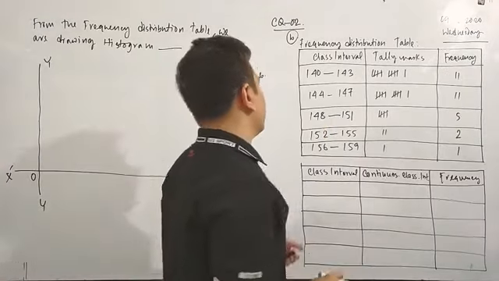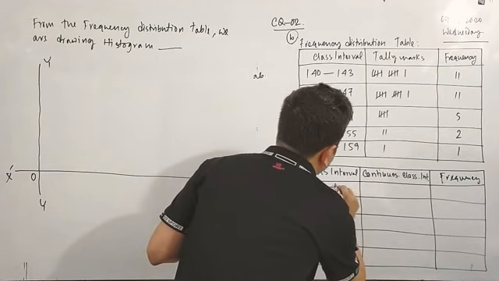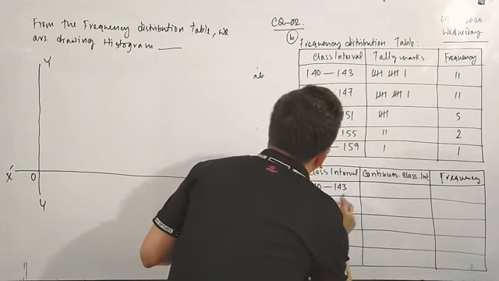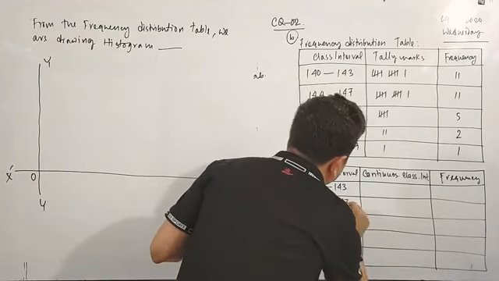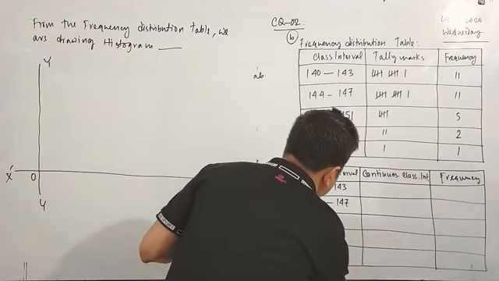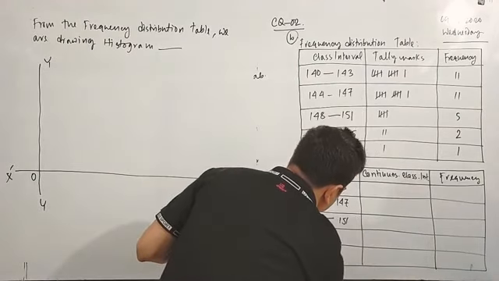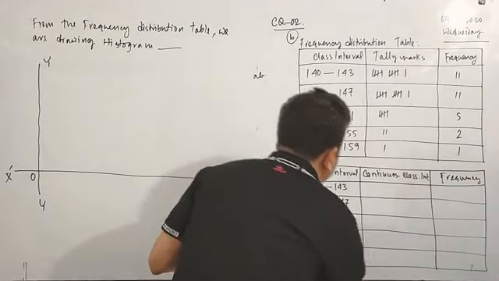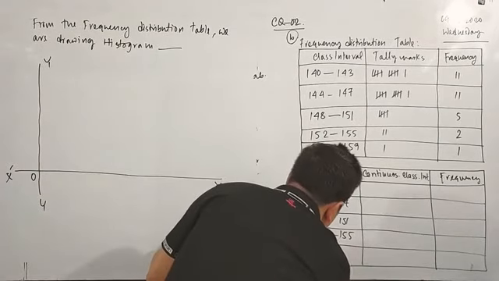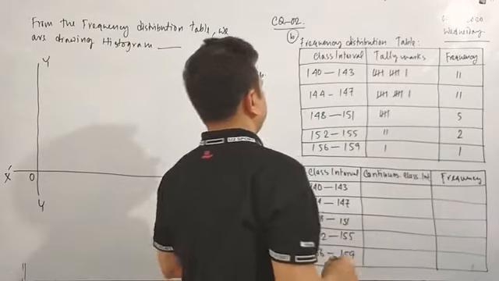So class intervals: 140 to 143, 144 to 147, 148 to 151, 152 to 155, 156 to 159.